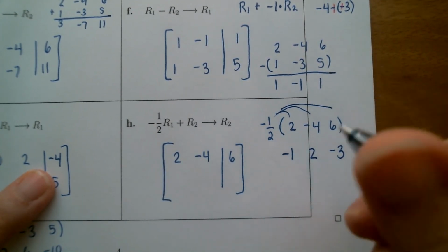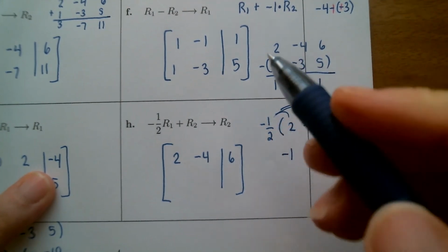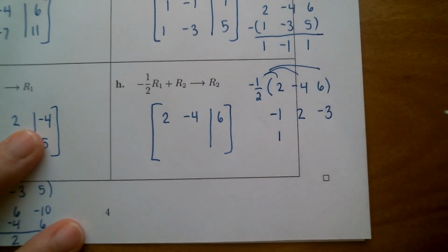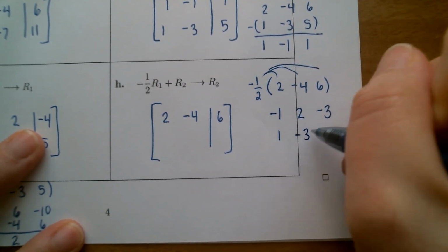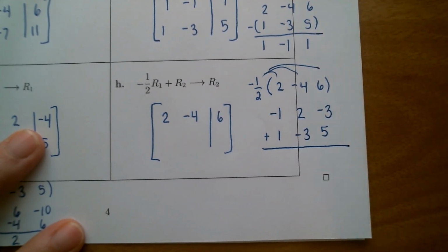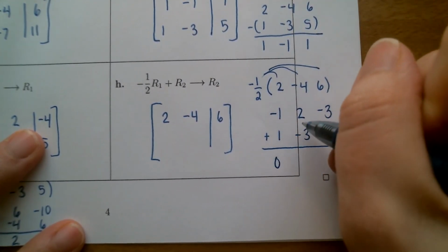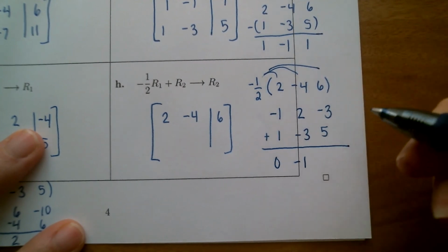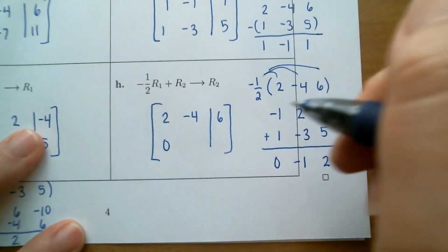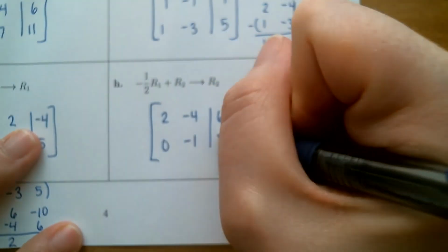Now we're going to add row 2 back to it. The original row 2 is 1, -3, +5. Now you want to add. -1 plus 1 is 0. 2 plus -3 is -1. -3 plus 5 is +2. There is the new second row.